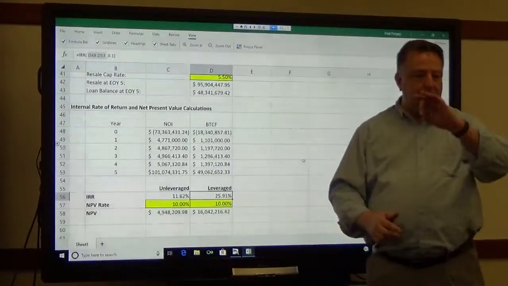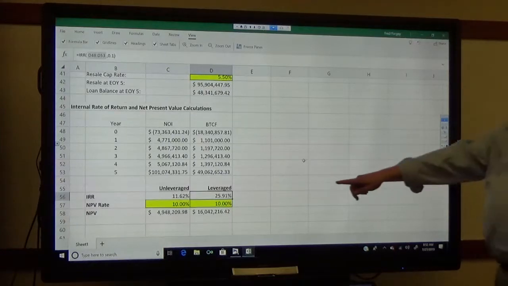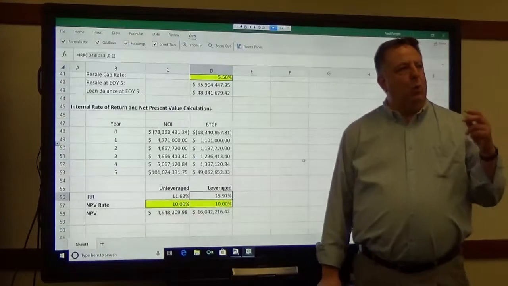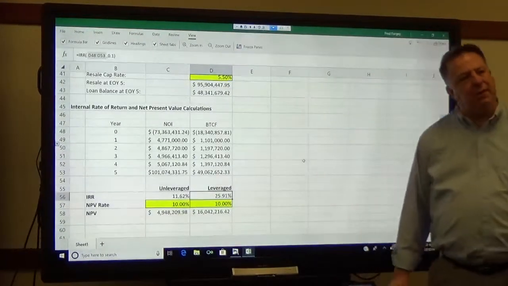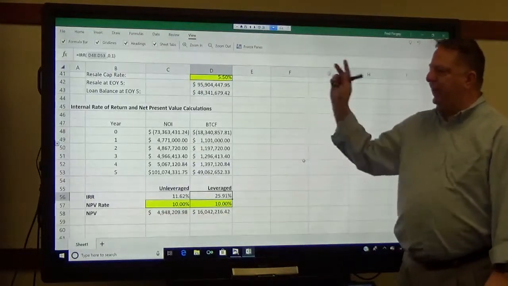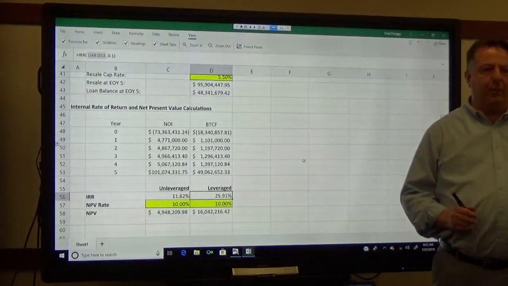Now what that means, in very simple terms, is that if you put equity money into this deal, you're getting a 25% annualized return. Now, what you hopefully are saying to yourself is, how is that possible? Because I thought you said up here we were only getting something like a 6% rate of return in terms of our before tax return on equity.